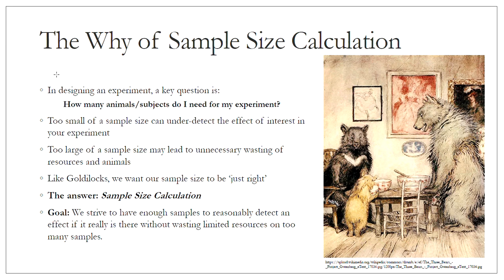All right, so the why of sample size calculation. In designing an experiment, a key question is how many animals? Normally we're going to talk about subjects, right? People, how many people do I need for my experiment? Too small of a sample size can underdetect the effect of interest in your experiment. Too large of a sample size may lead to unnecessary wasting of resources, and it wouldn't be animals, it would be people. So in one case, you might not get enough people, and you might actually be having an effect, but you just can't detect it because you don't have enough people, or you don't have enough maybe businesses, or whatever it is you're measuring there.